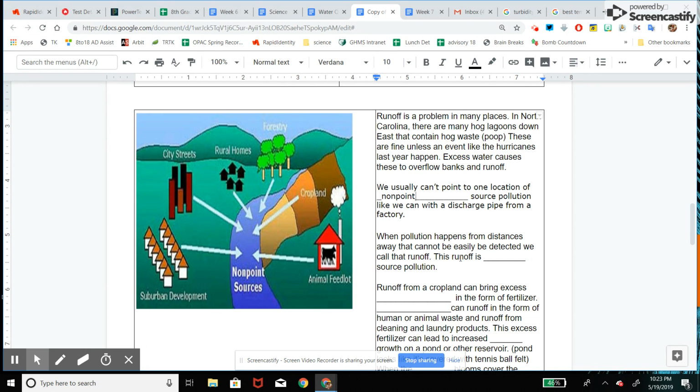When pollution happens from distances away, it cannot easily be detected. Again, this is non-point source. It can't easily be detected where it came from.